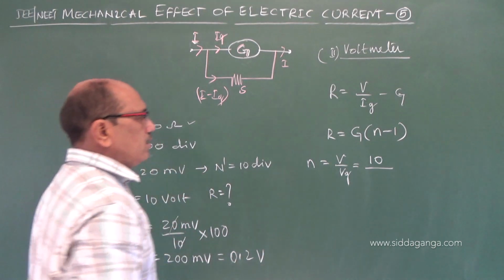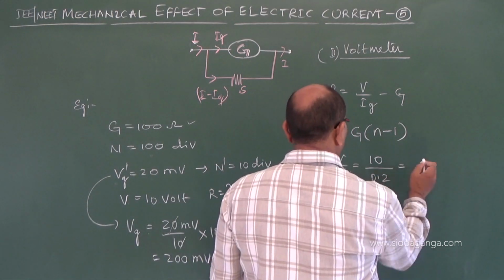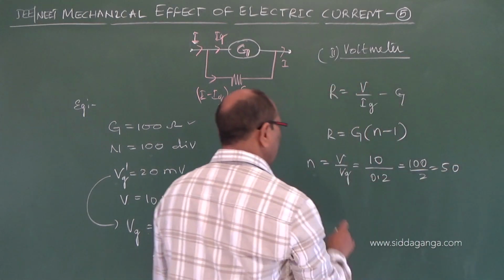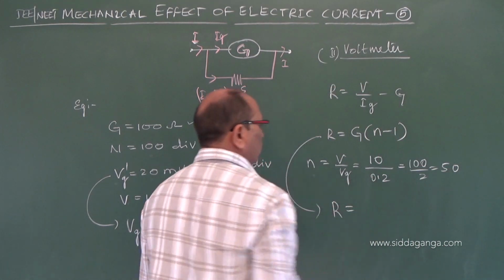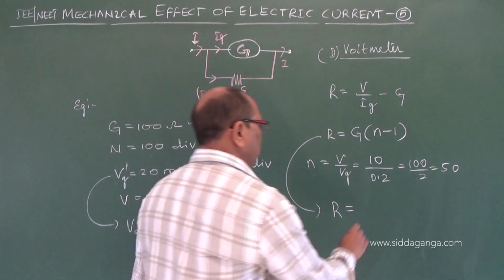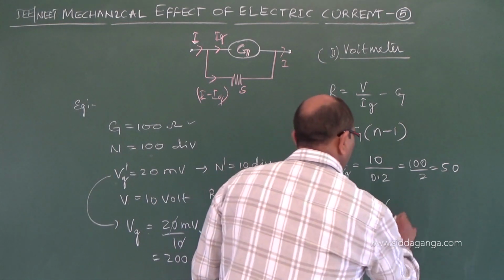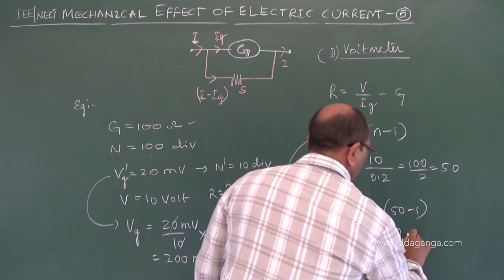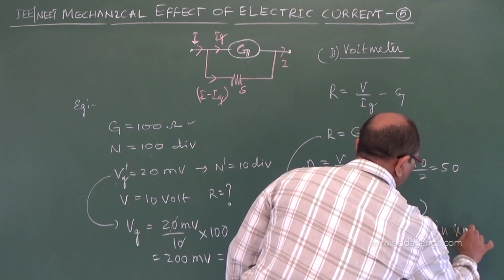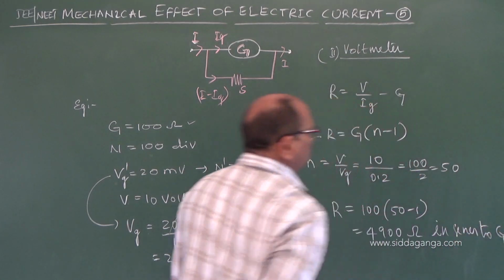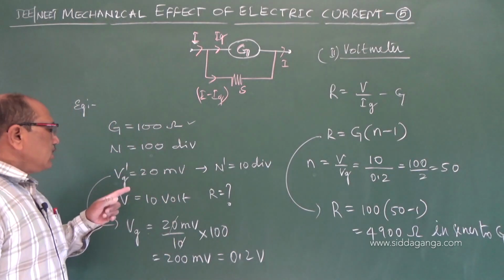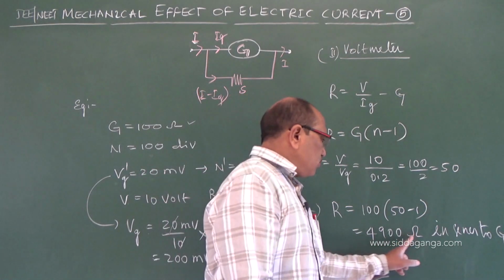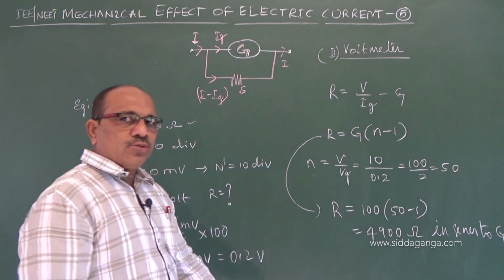If I take back, if it is 0.2 volt, the range becomes 10 by 0.2, which is 50. So I can use R equal to G, which is 100, into 50 minus 1, which is 4900 ohm in series to G. To make the voltmeter measure up to 10 volt from this galvanometer, I have to connect 4900 ohm in series to G.